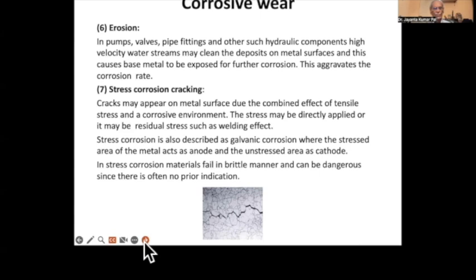So in stress corrosion, the material fails in a brittle manner and can be very dangerous, because this kind of failure takes place without any prior notice. So unless we are careful, stress corrosion can certainly burst the pipes and lead to dangerous consequences.